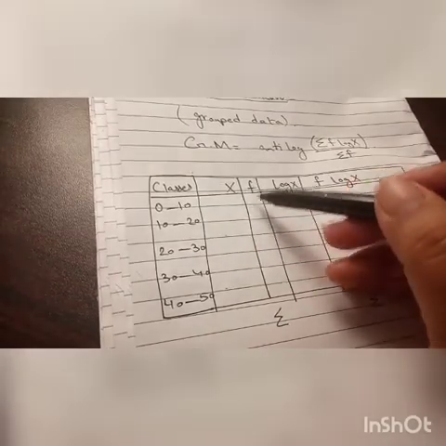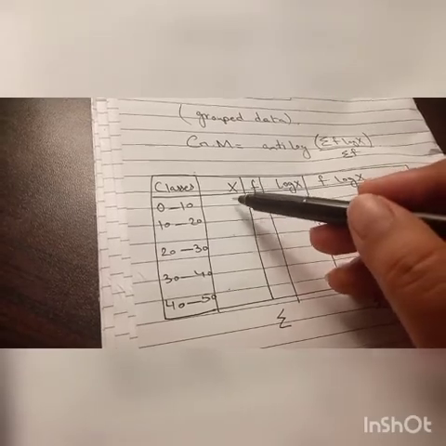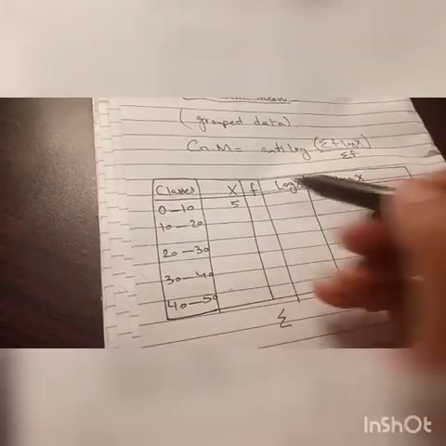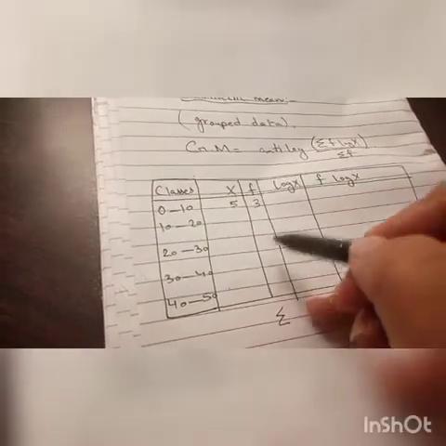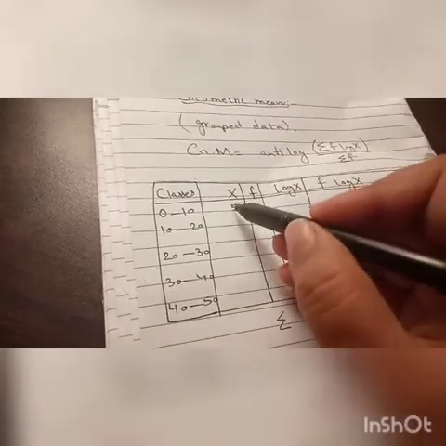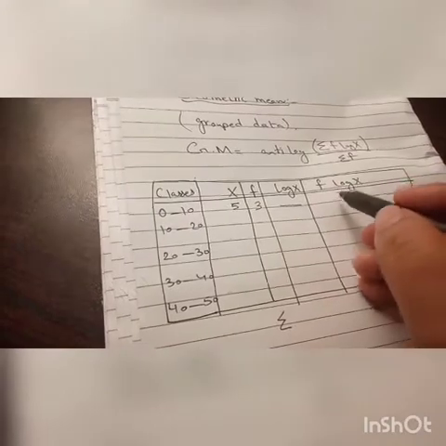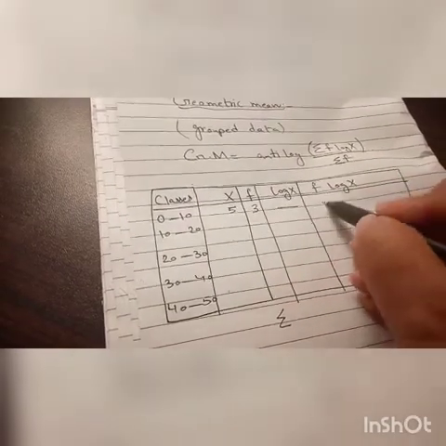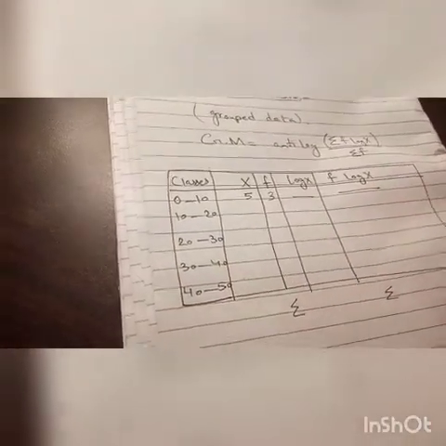Frequency is about the number of terms. For example, if 5 is the first number, how many times does 5 exist there? Let's suppose it is there in the data 3 times. Simply calculate the value for log of x using the calculator. And here you will multiply the frequency with log of x, and you will get this value. In the same manner, you can easily calculate all the terms here.